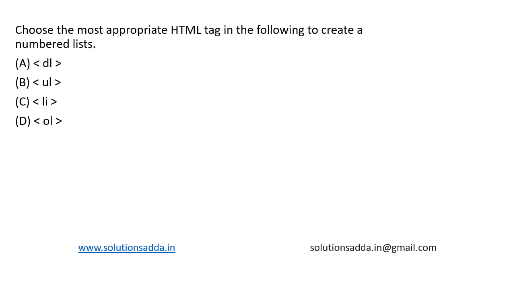This is a question from web technology. Choose the most appropriate HTML tag in the following to create a numbered list. First option is DL. DL defines a description list. Second one is UL. It defines an unordered list without numbering.